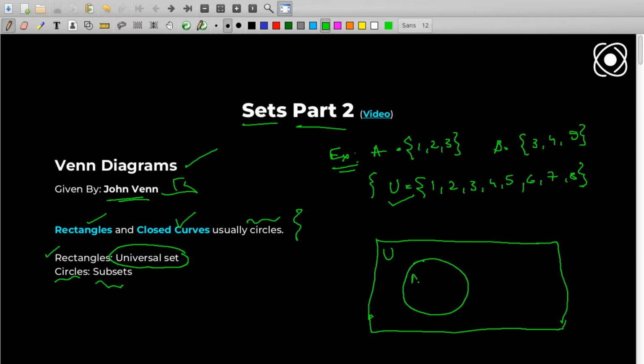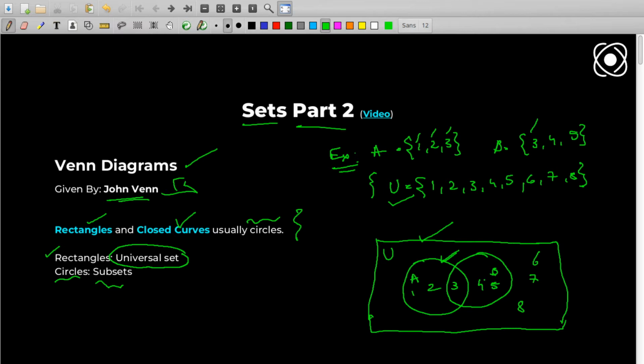Now if you say this is A, we can see that A is 1, 2 and 3, but B also has 3, so it has a common element, so these will be intersecting. Usually people write the elements in here, so this will have 1, 2 and the common element is 3, and B will have 4, 5. And the universal set also has 6, 7, 8, so this will be written here. So as mentioned, the universal set is represented using rectangles, and the subsets are represented using circles.